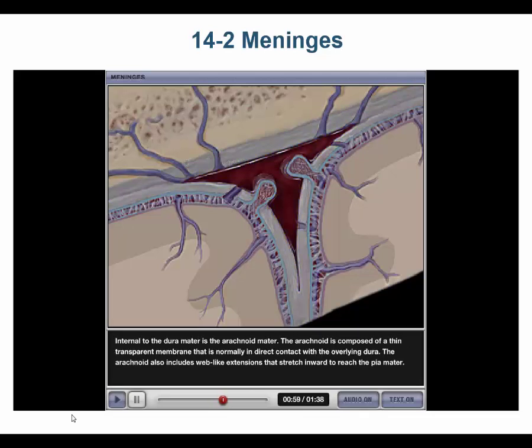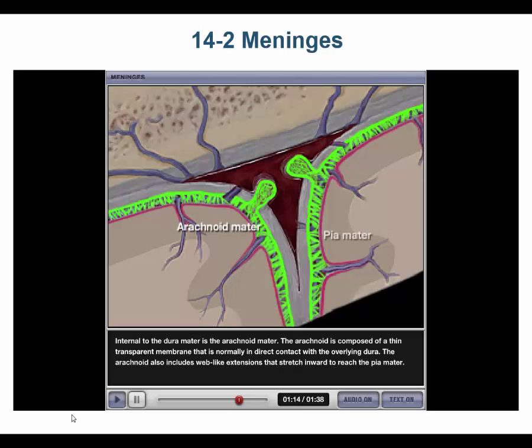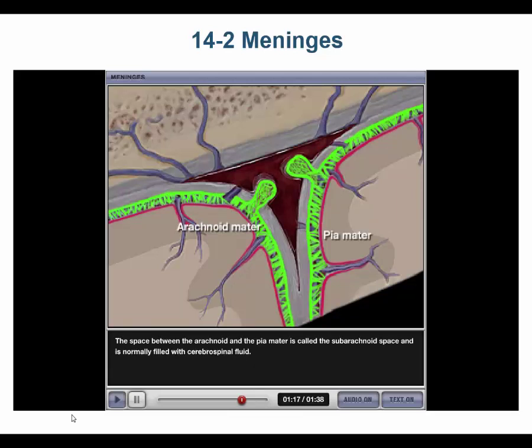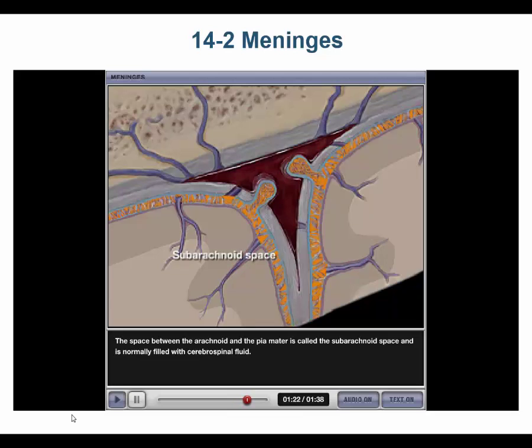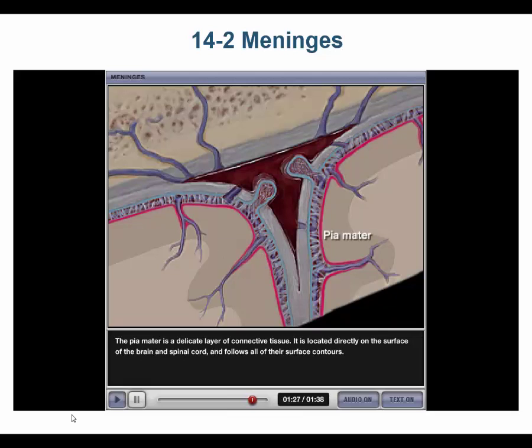Internal to the dura mater is the arachnoid mater. The arachnoid is composed of a thin, transparent membrane that is normally in direct contact with the overlying dura. The arachnoid also includes web-like extensions that stretch inward to reach the pia mater. The space between the arachnoid and the pia mater is called the subarachnoid space and is normally filled with cerebrospinal fluid. The pia mater is a delicate layer of connective tissue. It is located directly on the surface of the brain and spinal cord and follows all of their surface contours.